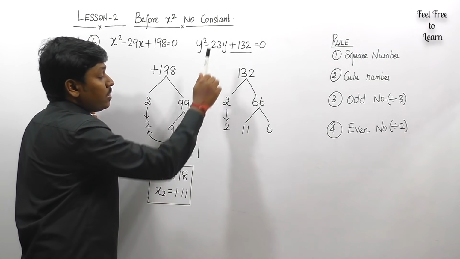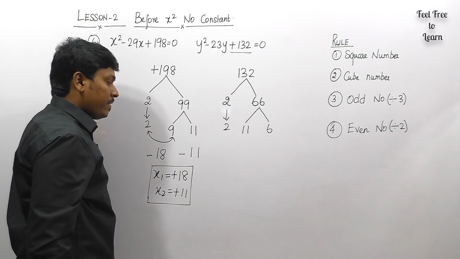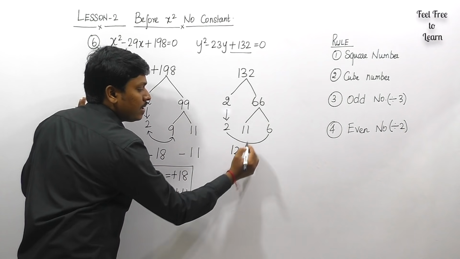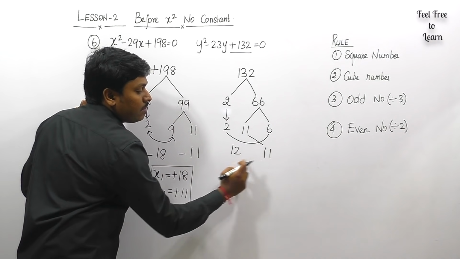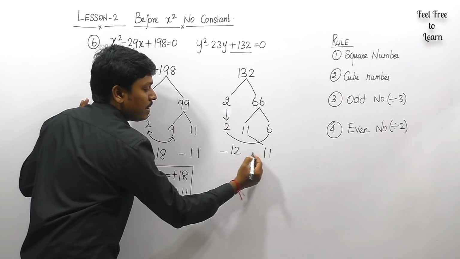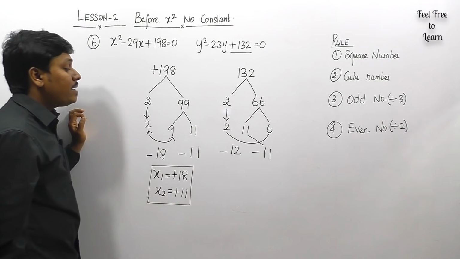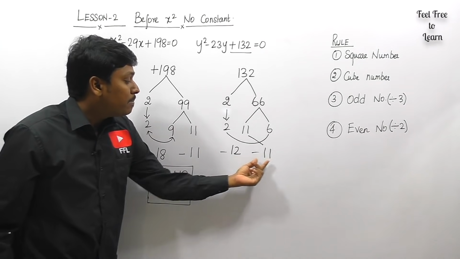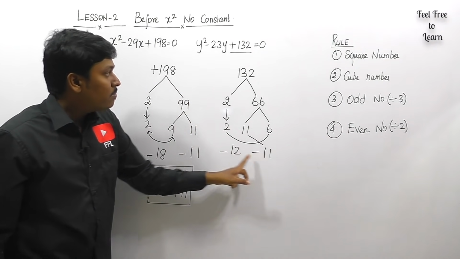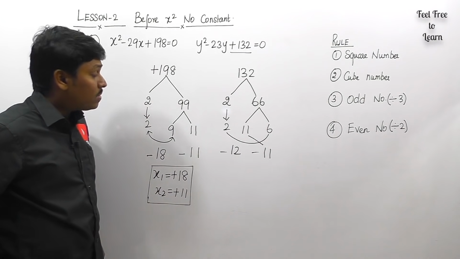Our target is to bring 23, right? So we do one thing. We can write this as 6 into 2 will be 12 and keep this 11 as it is. When we add both the numbers, the resultant will be 23, but our target is to bring minus 23, so minus 12 and minus 11, that's it. So minus 12 and minus 11, when we multiply both the numbers, the resultant will be 132, that is plus 132. When we add both the numbers, the resultant will be minus 23.